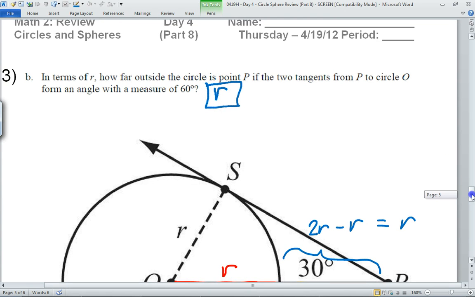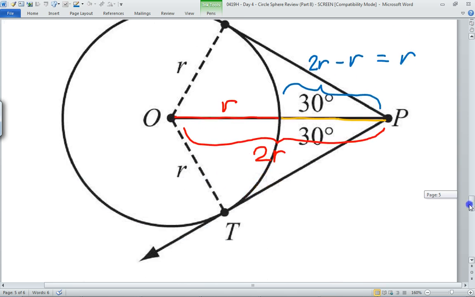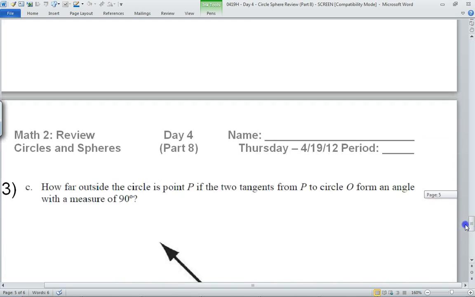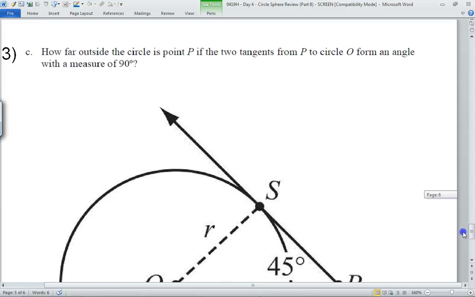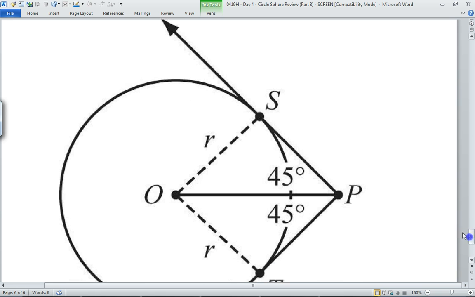Okay, let's see what's next. That was number 3b. Alright, let's look at 3c. Similar question. How far outside the circle is point P if the two tangents from point P form an angle of 90 degrees? So same situation, but instead of 60 degrees, we're told that this angle right here is 90 degrees.